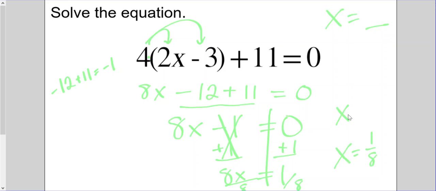If it makes you feel more comfortable, if you want to write it as a decimal, it's 0.125. Either of those two answers would be acceptable.